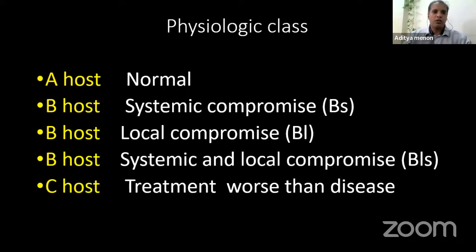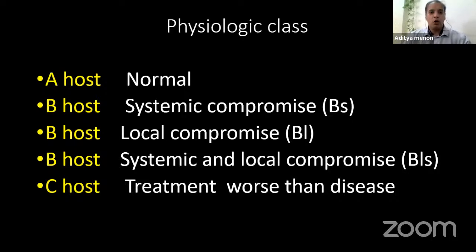As far as the host is concerned, there are 3 types of host: A, B, and C. Logically, A would be normal and C would be the worst. So A is a normal host. B is a host with some compromise. Now B is divided into three subtypes. BS means a patient has a systemic compromise. I'll tell you the details of it in the next slide.